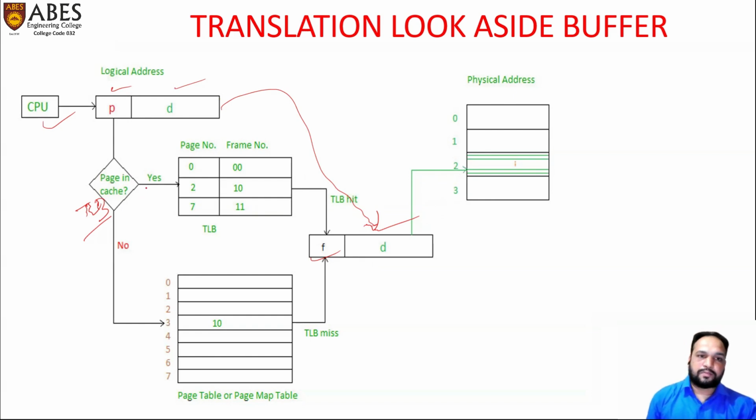What if that page is not found in the cache? Then it will go to the page table, the page map table, which is maintained as per the paging we discussed till now. From that page table, the required frame will be fetched. And this is what a TLB miss is. If the page is found inside the cache, it is considered a TLB hit. If it is not found inside the cache, it is considered a TLB miss.